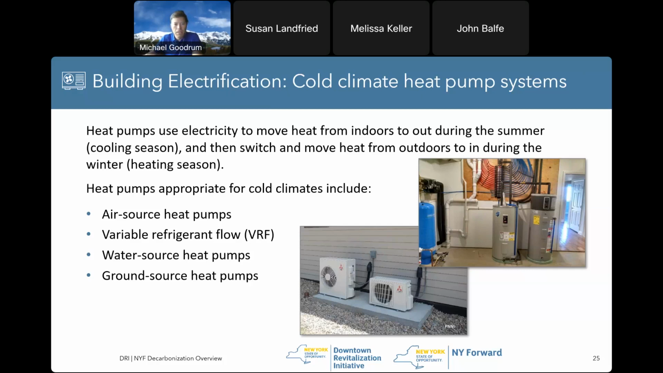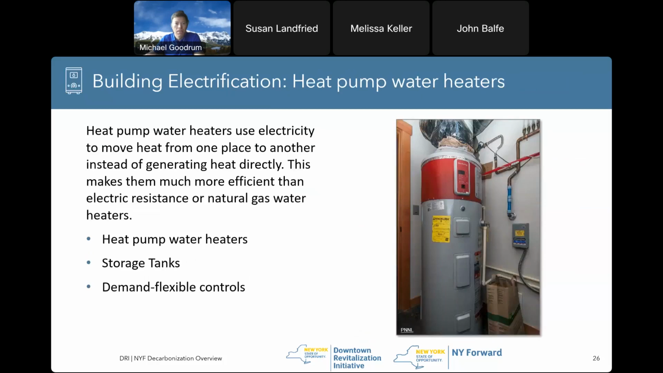For cold climate heat pumps, Northeast Energy Efficiency Partnerships, or NEEP, has a whole cold climate heat pump database. Maybe when we send the slides around, we can send the link for that as well.